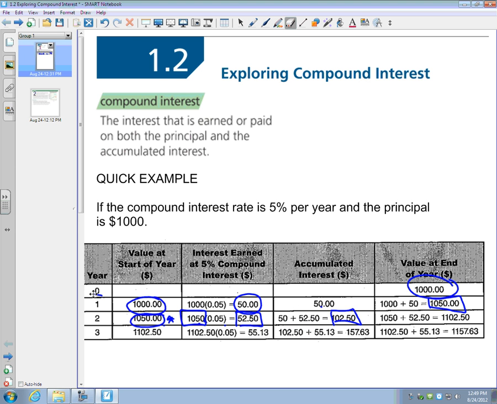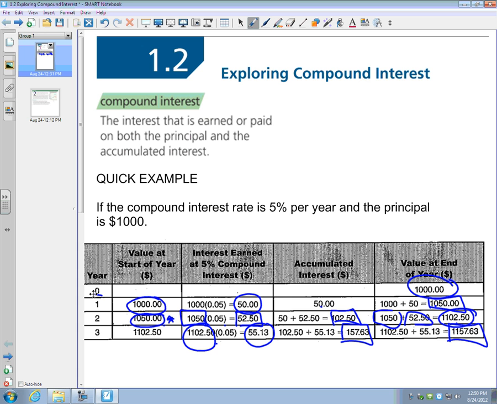But look, now we're getting more money, 102.50. So we add on our interest of $52.50 to our 1,050, and we get another value. That value goes here. We take 5% of that. The third year, we make $55 interest, for a total interest of 157, our total value is $1,157.63. Okay, so you can see that with compound interest, the value of the investment goes up.